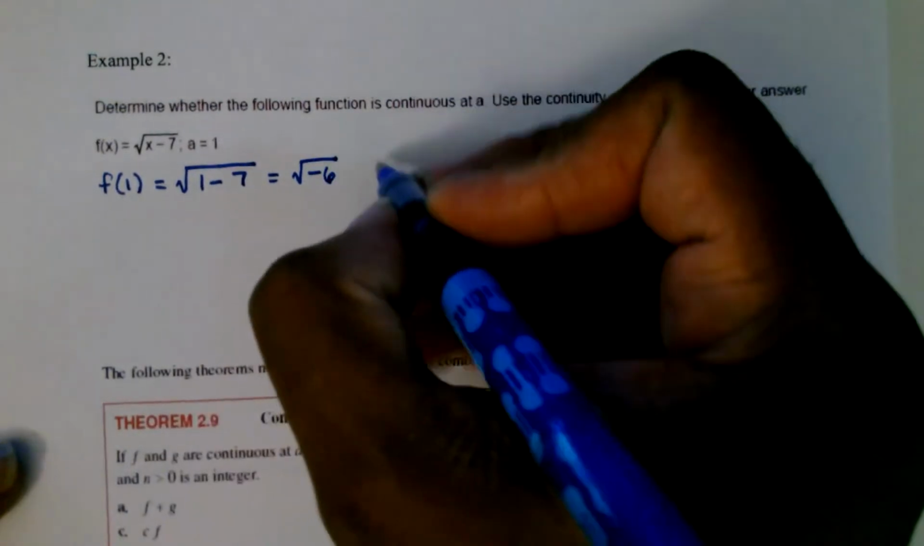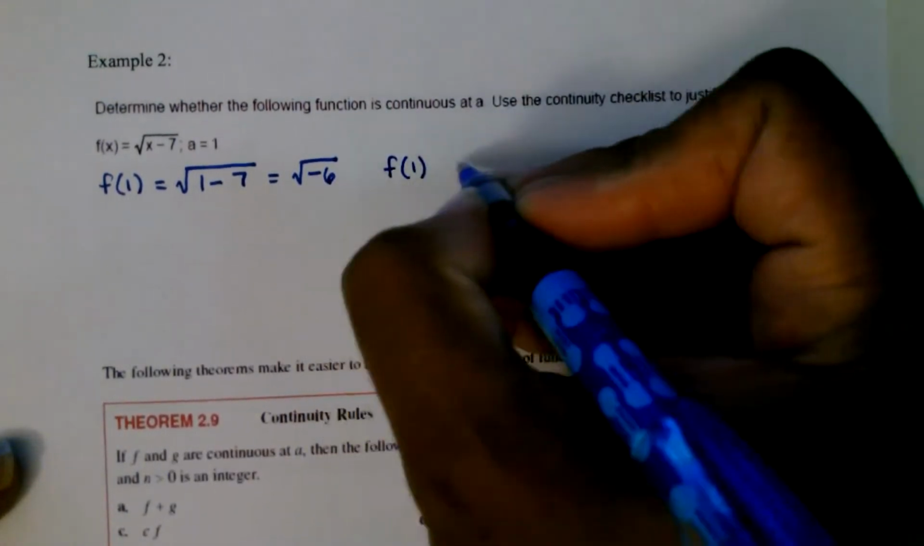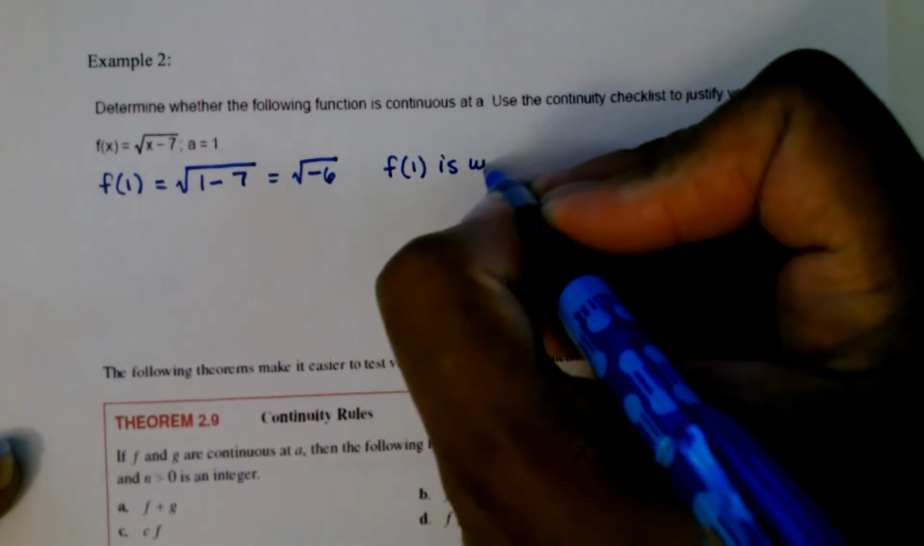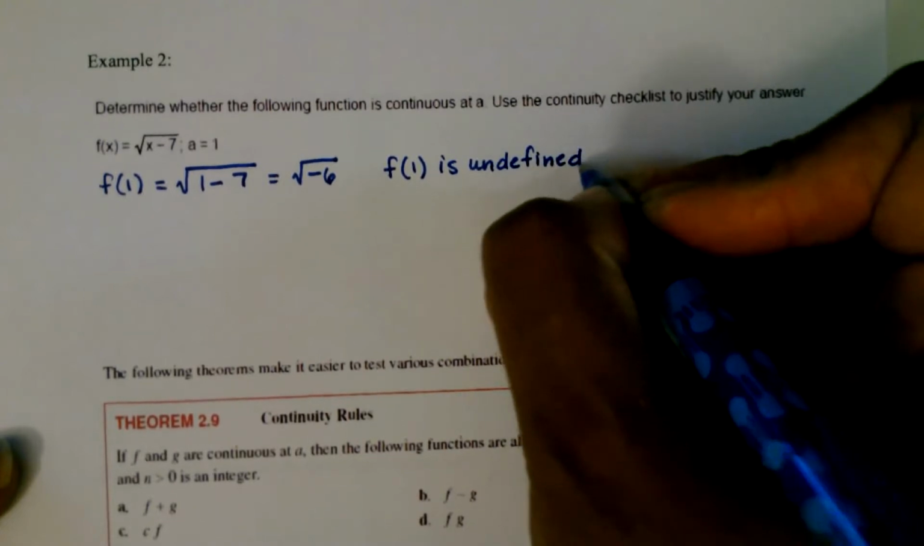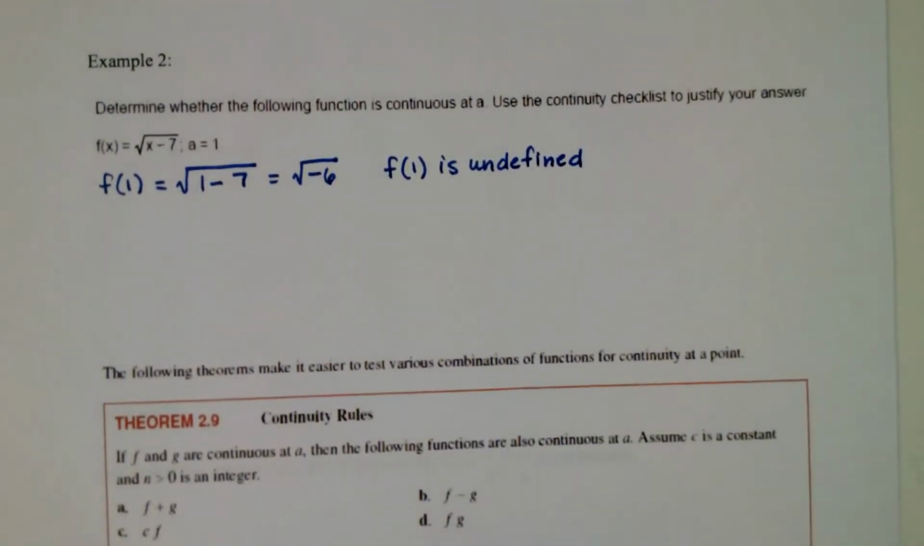So at 1, f of 1 is undefined. f of 1 is undefined.